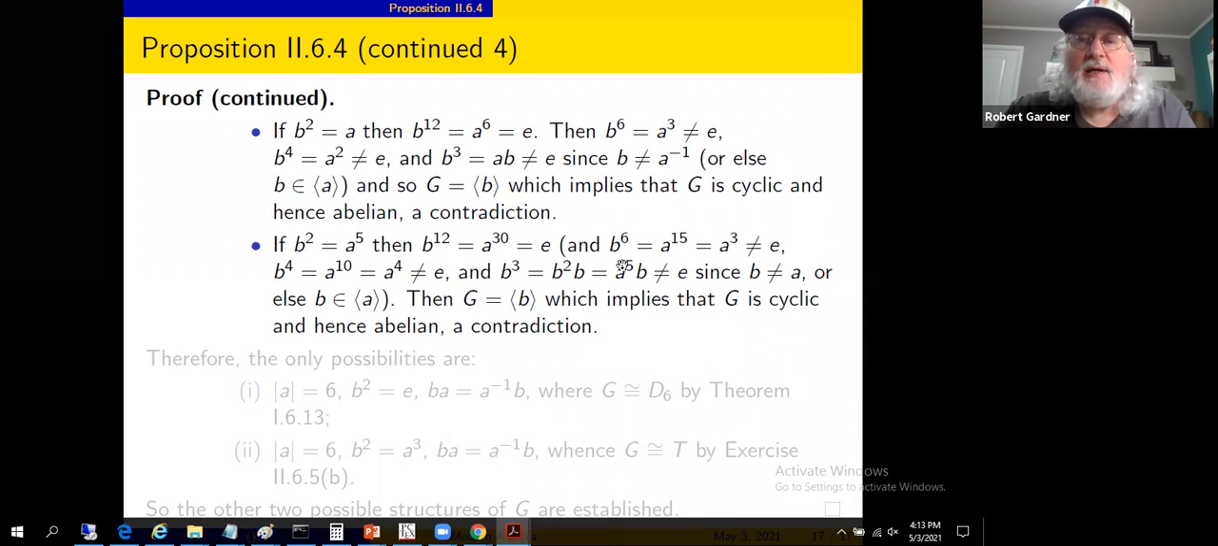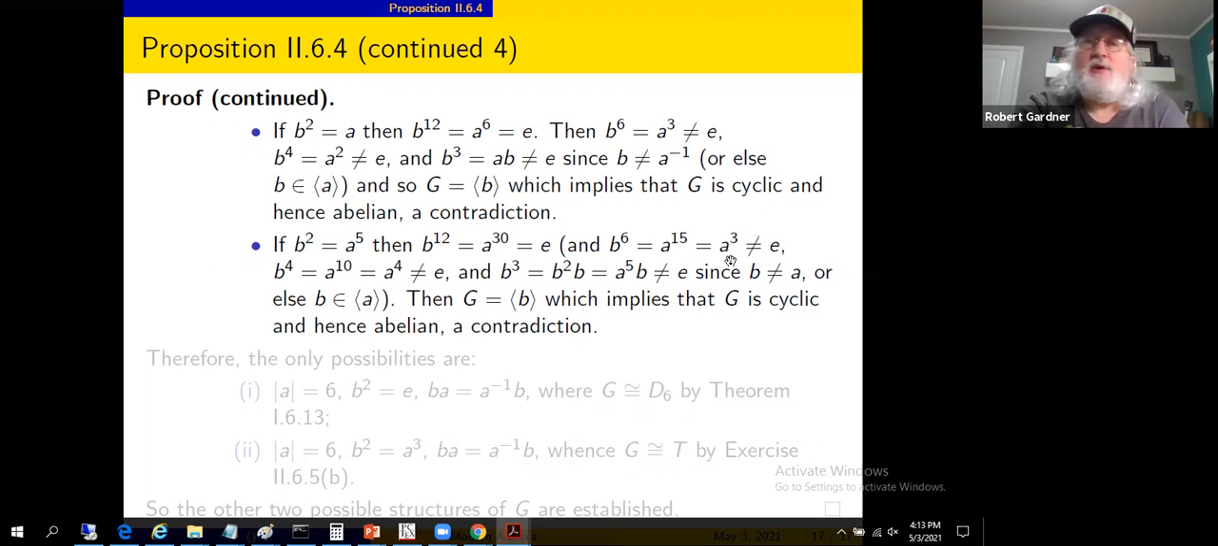Let's look at B to the 6th, B to the 4th, B cubed, B squared is sitting right there, and draw the conclusion again that B has order 12. B to the 6th, let's see, cube both sides would give us A to the 15. A is of order 6, so mod the exponent out, mod 6. That leaves A cubed. A cubed is not the identity. B to the 6 is not the identity.